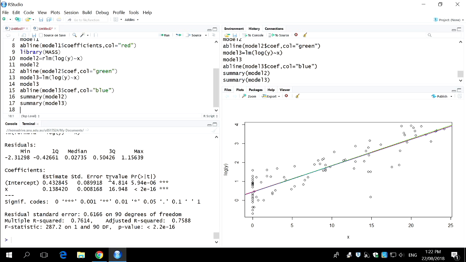But depending on the scale of the y-axis, it might make a big difference. Remember, our y-axis here is on the log scale, right? So small changes on the log scale can be very significant changes on the original scale.